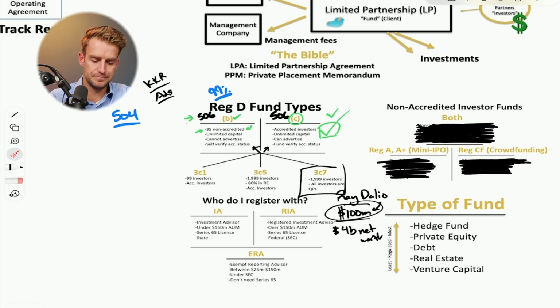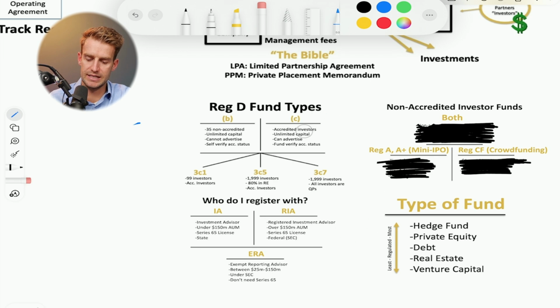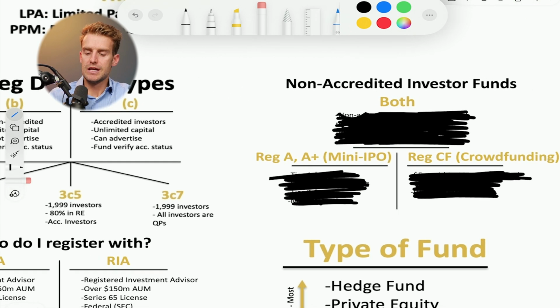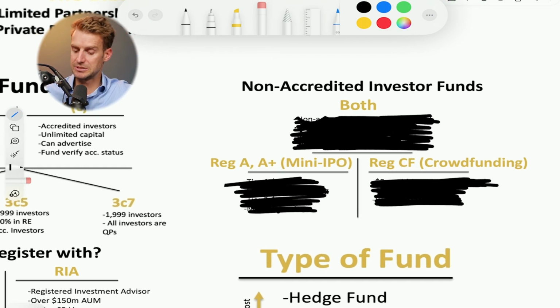Let's move on now to, I'll erase this. Let's move on to Reg A's and Reg CF. So a few years ago, the Dodd-Frank Act came out after 2008, and they had a bunch of things about crowdfunding and Reg A's, and it's been kind of a new space, okay, where this whole space has emerged. So you have two different categories here.